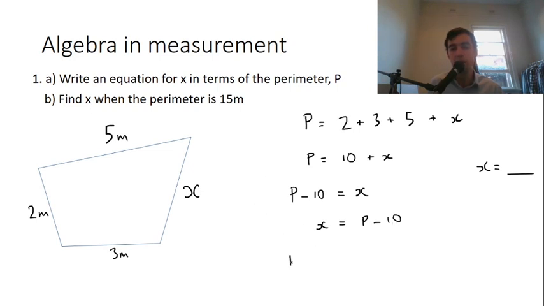And we can do part B very easily now. Find x when the perimeter is 15 meters. So when the perimeter is 15, P equals 15. And x equals 15 minus 10. X equals 5. And this is all in meters, so x equals 5 meters.